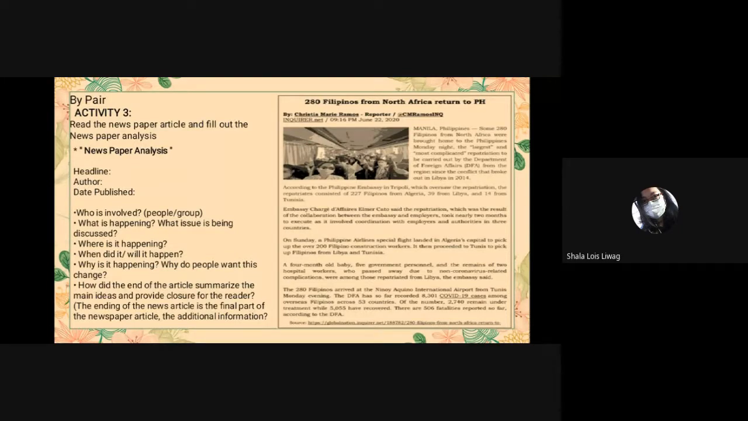Next, when did it happen? Yes, Risa. Okay, correct. Next, why is it happening? Why do people want this change? Yes, Rose. Thank you. And then, how does the end of the article summarize the main ideas and provide closure for the reader? The ending of the news article is the final part of the newspaper article, the additional information. Yes, Trixie. Okay, very good.